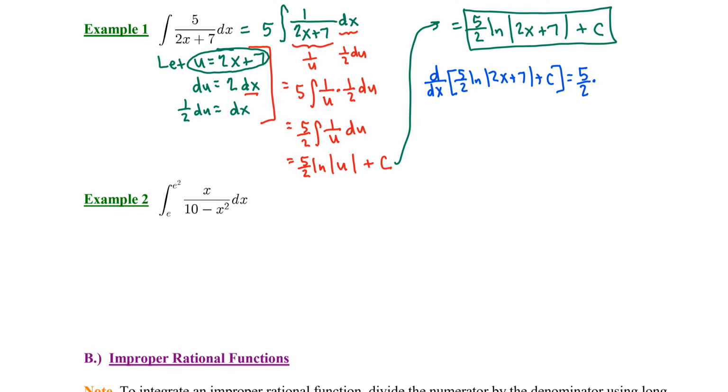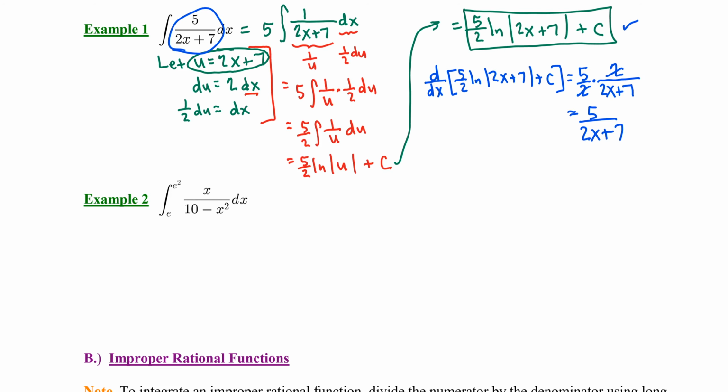So we have constant coefficient 5/2. We've learned that to differentiate a natural log, we put the argument in the denominator and the derivative of the argument in the numerator. And of course, the derivative of the constant c is 0. Notice the 2's will cancel and we end up with our original integrand, 5 over 2x plus 7. So we can be confident that we got the right answer.